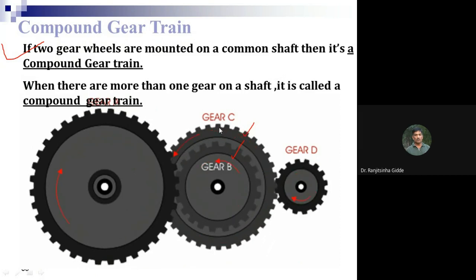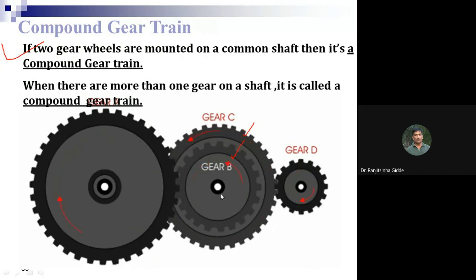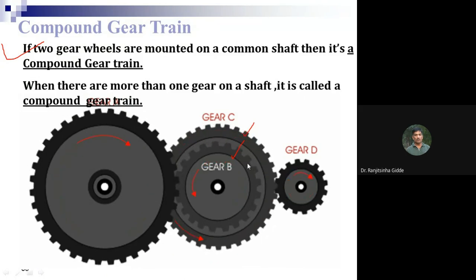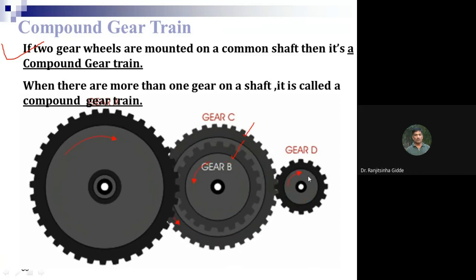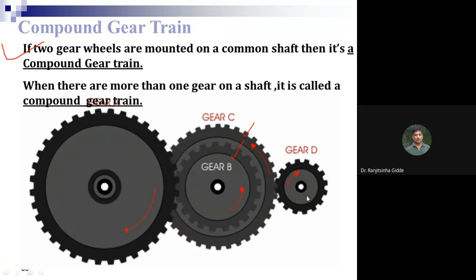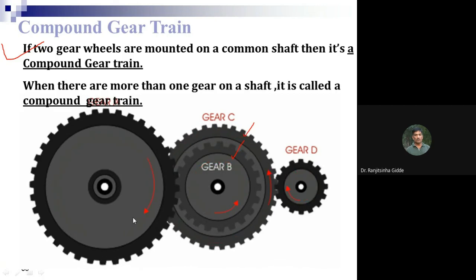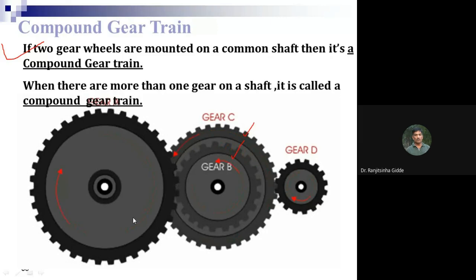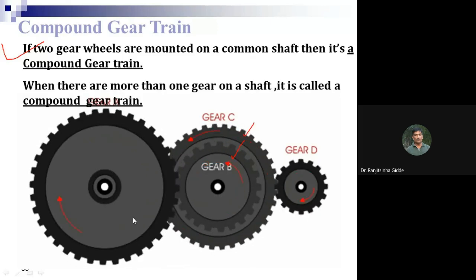Gear C is also rotating in the same direction. Why? Because it is mounted on the same shaft. And gear C is in mesh with D. Therefore, gear D is also rotating. So this is called a compound gear train.